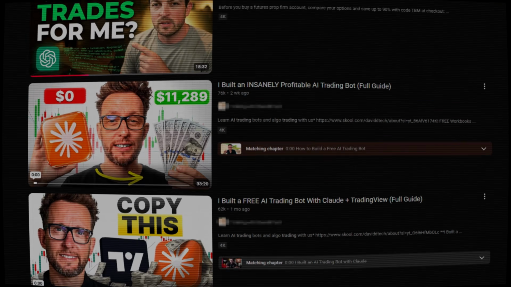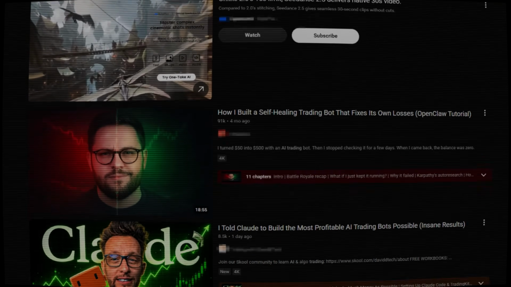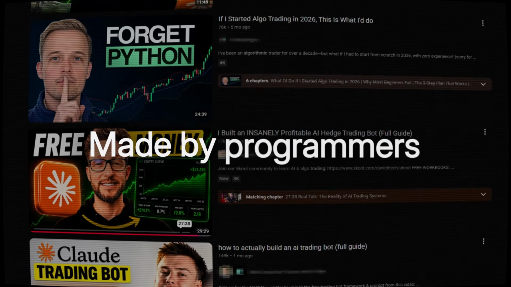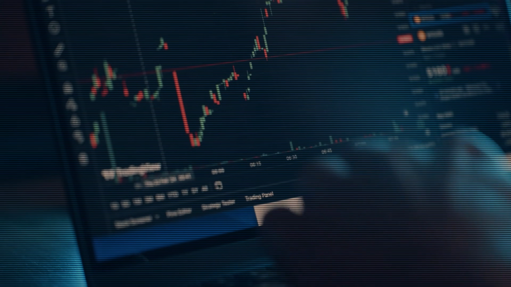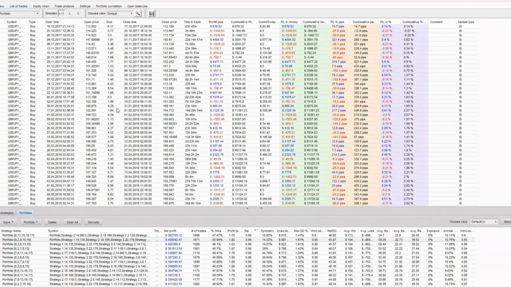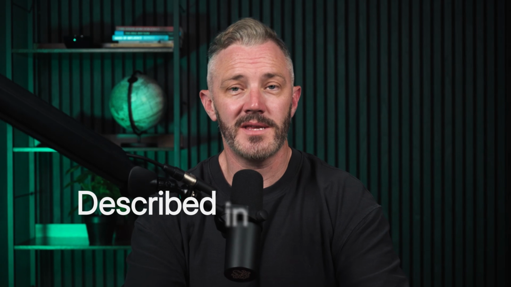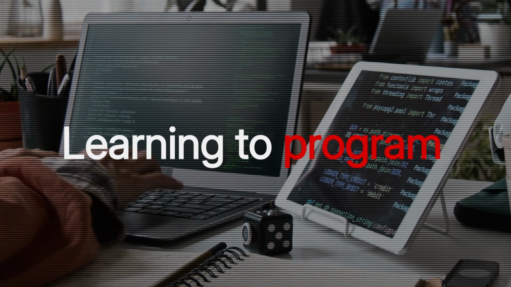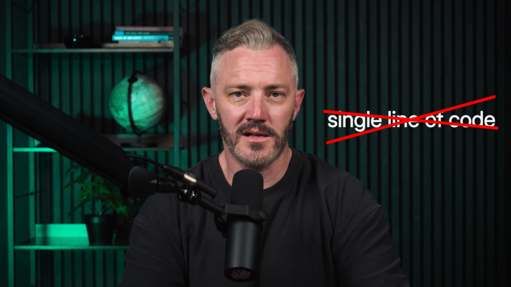Now, most videos about building a trading algorithm with AI are made by programmers and they get so complicated that the average trader closes the tab and goes back to trading by hand. This build is different because the entire thing runs on a strategy you already know, described in plain English. A system like this used to mean learning to program or paying a developer to build it for you. But this one took me 7 days and I didn't even have to write a single line of code.